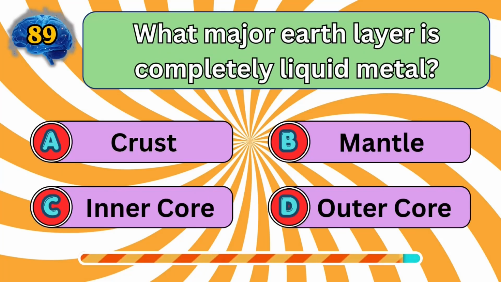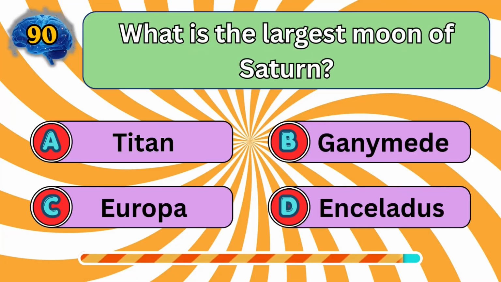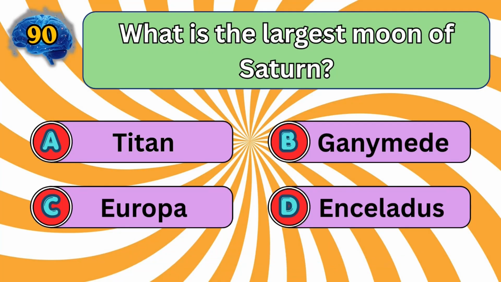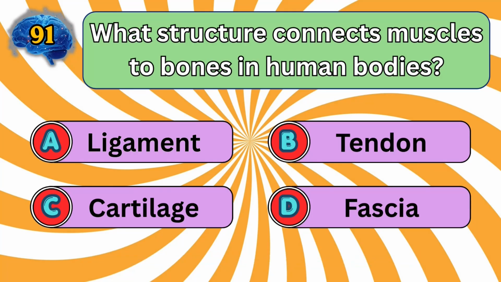What major Earth layer is completely liquid metal? Crust, mantle, outer core, inner core. Outer core. What is the largest moon of Saturn? Titan, Ganymede, Europa, Enceladus. Titan. What structure connects muscles to bones in human bodies? Ligament, tendon, cartilage, fascia. Tendon.